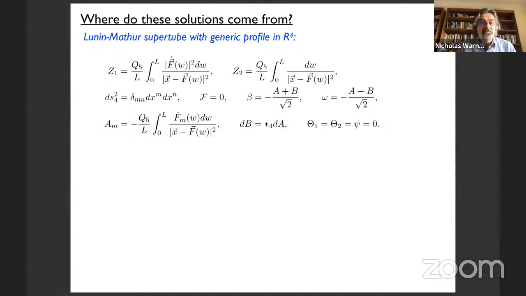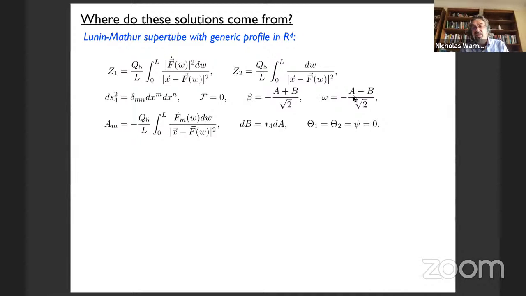So basically, there's a generalization of the supertube story I gave you. I did this calculation before with simply a round supertube, but you can make the supertube in R4 have any generic profile you like. And then this is a 1 over rho squared away from the profile, so this is a charge distribution smeared along a profile defined by F. Similarly, another charge distribution along a profile defined by F. The metric is flat, F is 0.